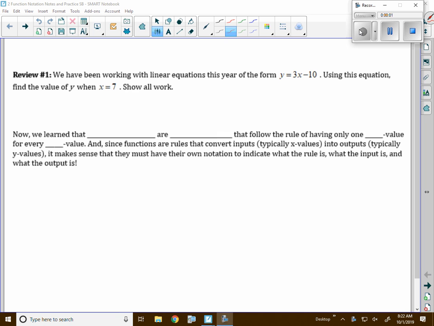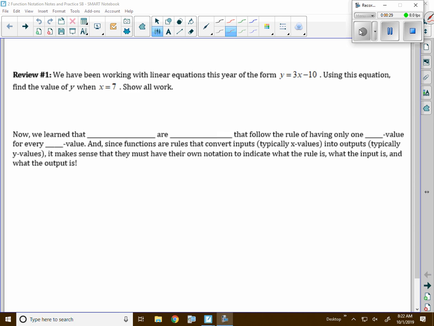Before function notation, I really quickly want to talk about using linear equations and plugging things in. Review number 1. We have been working with linear equations, right? If y equals 3x minus 10 is our equation, what form is that in? Slope-intercept form, which is y equals mx plus b. Using this equation, find the value of y when x equals 7.